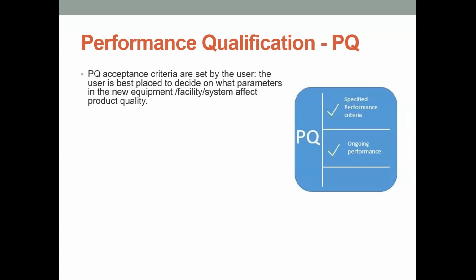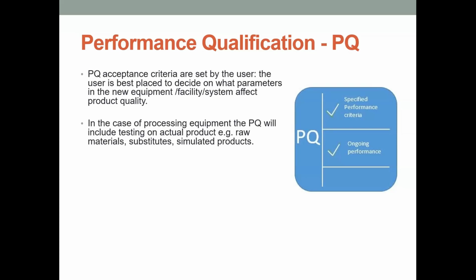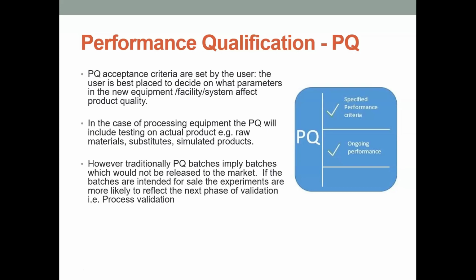PQ acceptance criteria are set by the user because the user is the best placed to decide on what parameters in the new equipment, facility, systems would affect the product quality. In the case of processing equipment, the PQ will include testing on actual product, so that might be the raw materials, or it could be substitutes, or it might be simulated products.